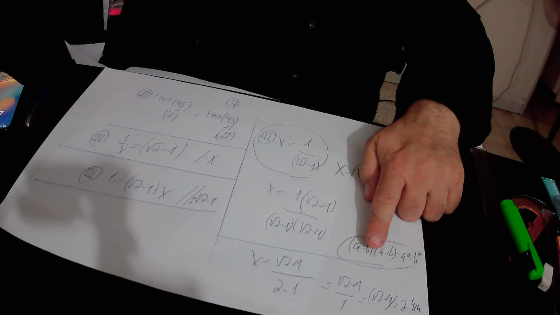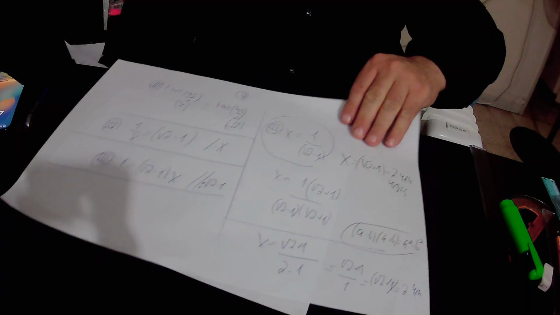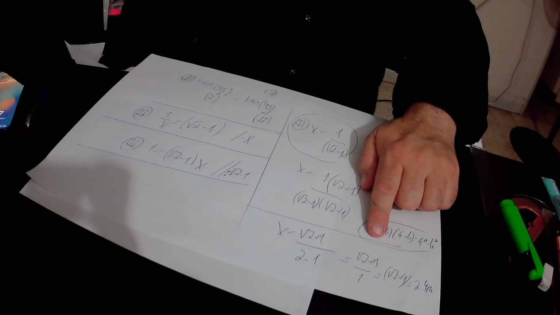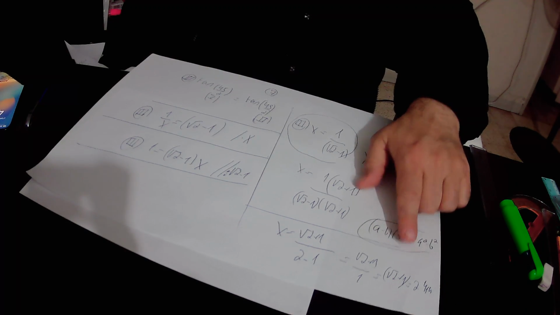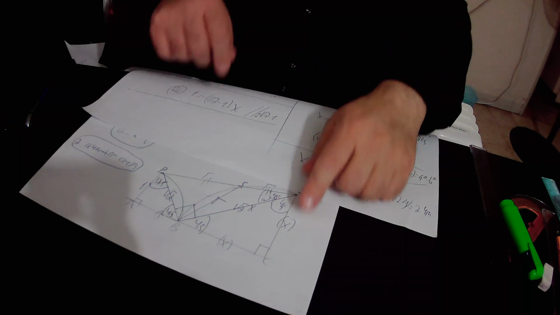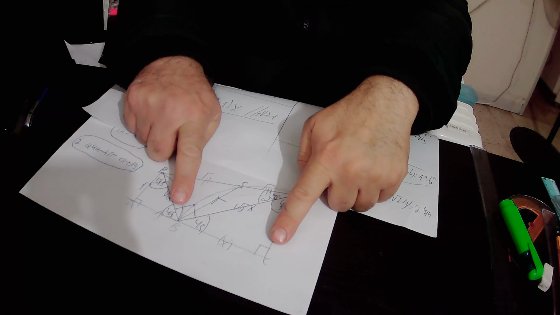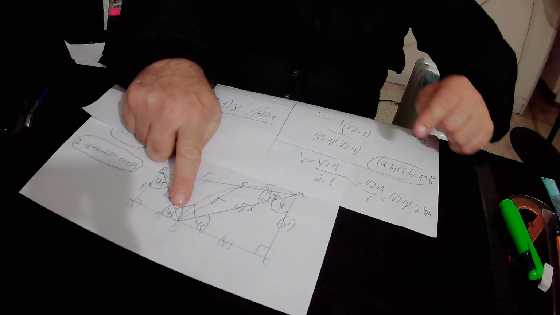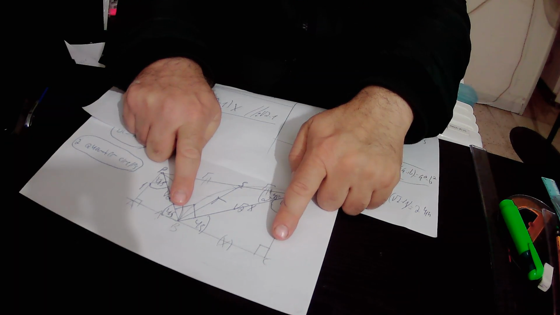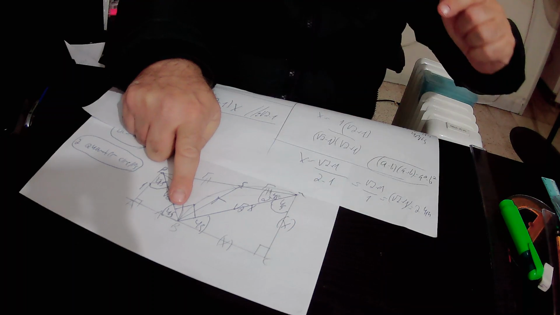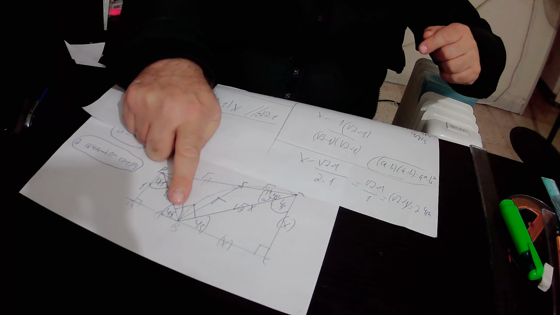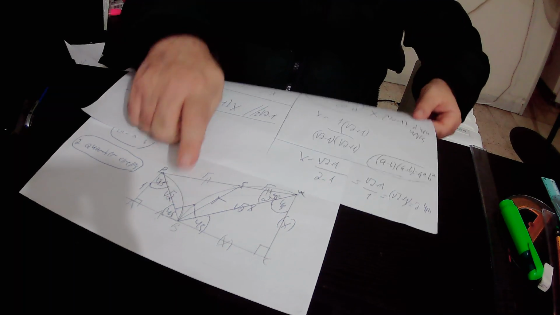The square root of 2 plus 1 over 1 is the square root of 2 plus 1. So in conclusion we found out that x, the length of this line segment BC, equals the square root of 2 plus 1 units, or in terms of numbers, x equals 2.414 units. Okay, thank you very much.